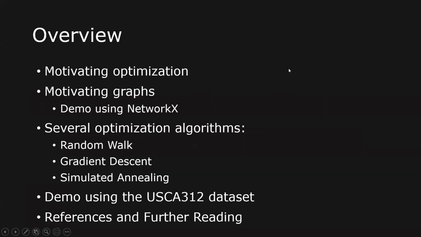So as a quick overview of today's workshop, we will first begin by motivating optimization. We will then motivate graphs in the context of data science, and we'll move on to a quick demo to show you how to use the NetworkX package for Python. Next, we'll discuss several optimization algorithms, and we'll move on to a demo using the USCA 312 dataset, which is a dataset of 312 cities across North America and the distances between them. After that, I'll suggest some references and further reading.